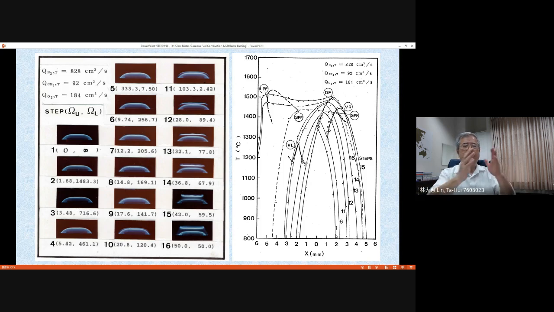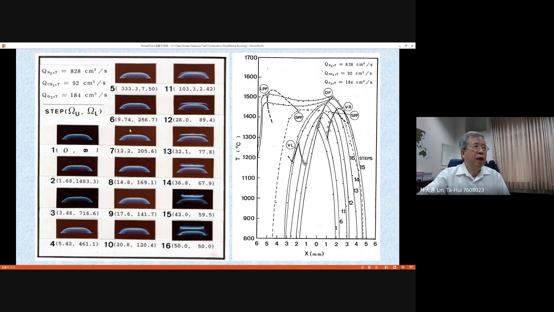The high temperature region extended. Okay, you can see up to the 11th, maybe a bit before 6, actually the temperature distribution does not change too much. The high temperature zone becomes broader, and the flame temperature increased. But later on, you can see a blue flame, the visible luminous zone appears around step, I think this is step 6.